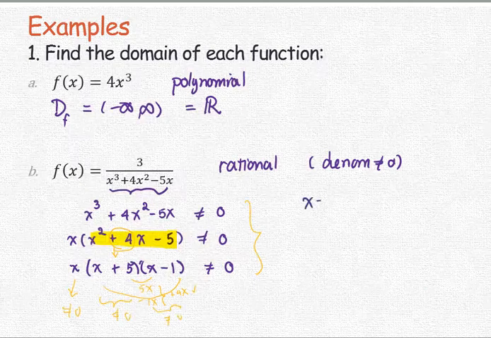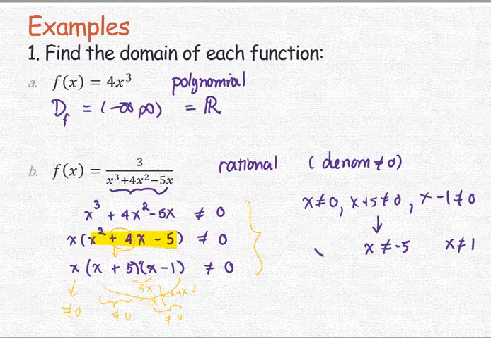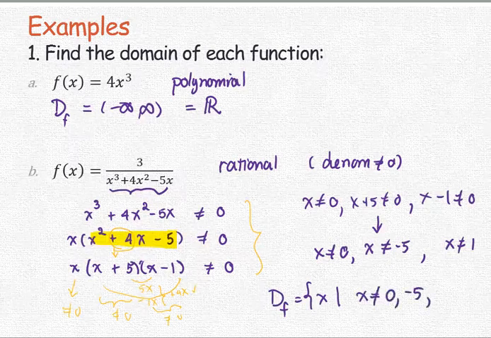That result, the x cannot be 0. x plus 5 cannot be 0, and x minus 1 cannot be 0. Do it a little bit more. So x cannot be negative 5, x cannot be positive 1, and x cannot be 0. Write it in the better form. So we have the domain of this function in the set builder notation form as x cannot be 0, negative 5, and positive 1.